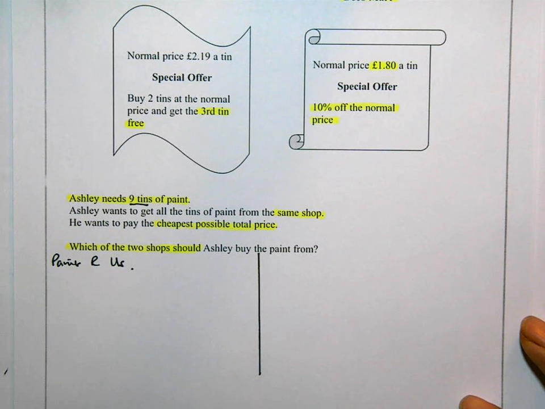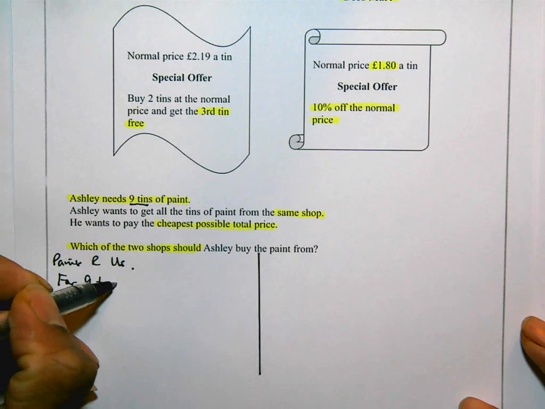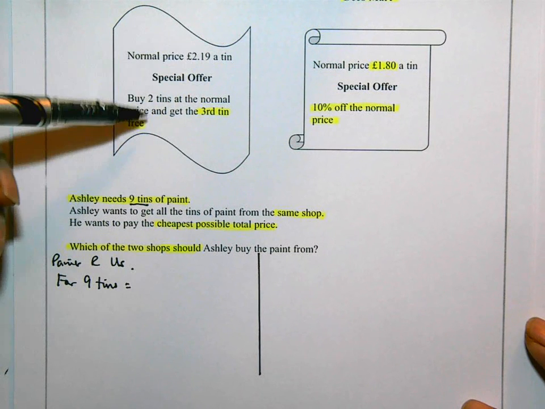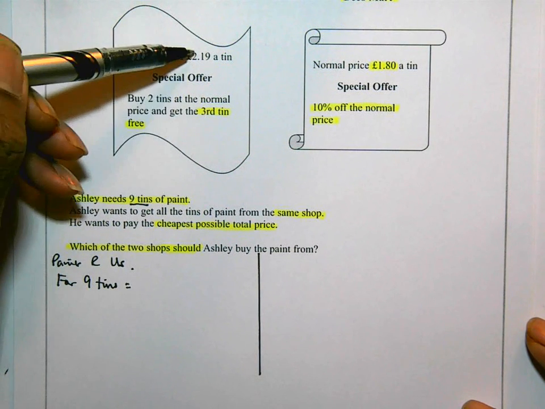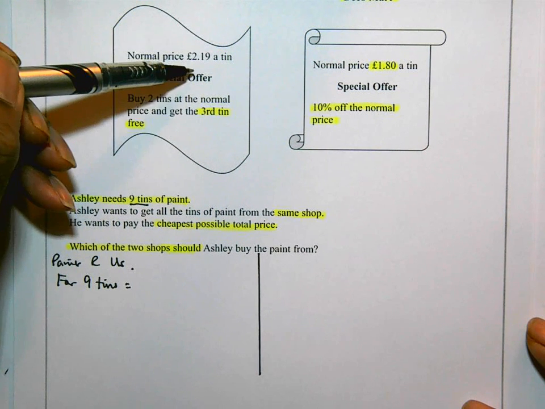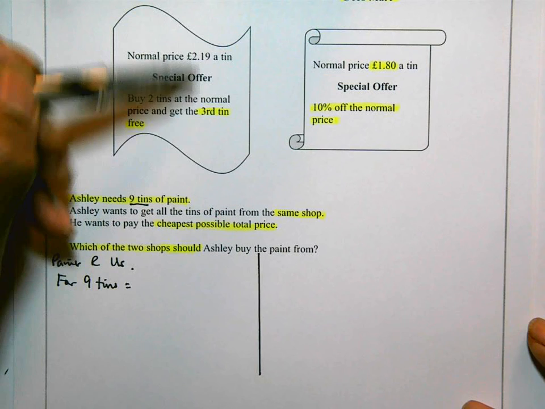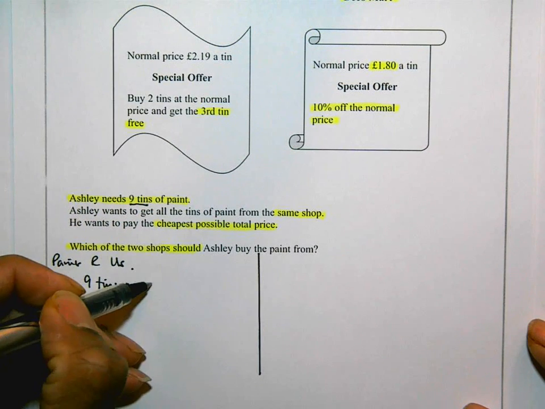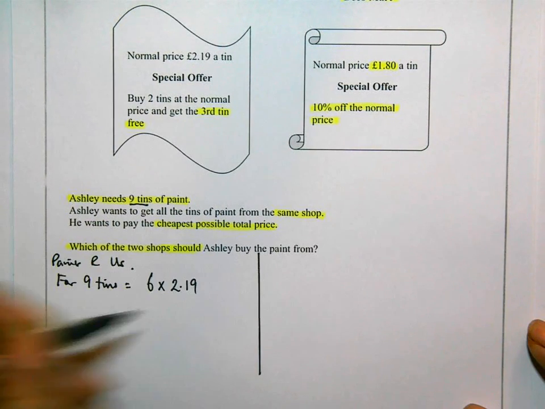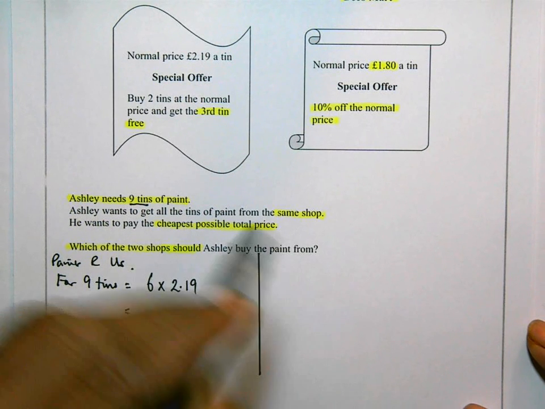Now because he needs 9 tins of paint, for 9 tins, he's going to buy 2 and then get the third free. So for every 2 he buys, he ends up getting 3 tins altogether. Because he needs 9, he'll need to buy 6 tins. If you buy 6 tins, he'll get 3 more. So he needs to buy 6 tins at the price of £2.19, and that would give him 9 tins altogether, because he's going to get 3 free altogether.